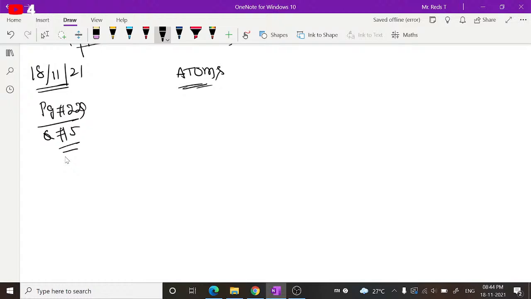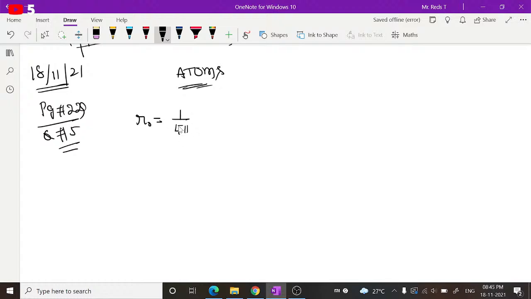So the question is: an alpha particle of energy 5 MeV, that means mega electron volt or million electron volt, is scattered through 180 degrees by a fixed uranium nucleus. The closest distance of approach is in the order of what? So you know the formula for closest distance of approach, right? You know that R naught is equal to, what is the formula?